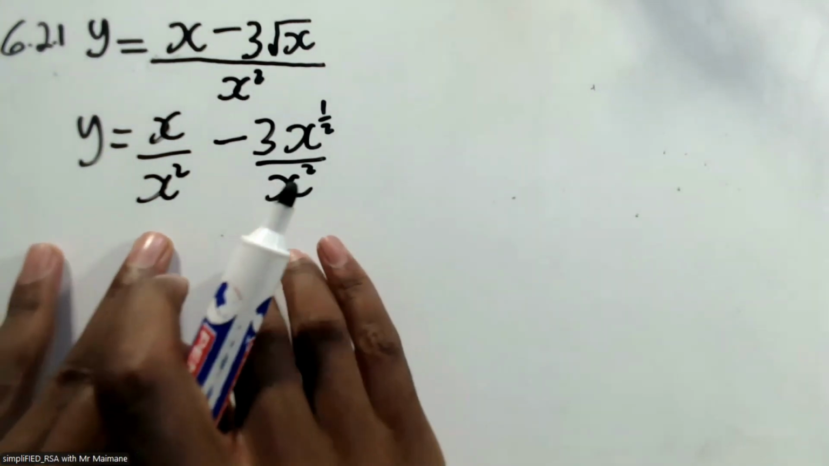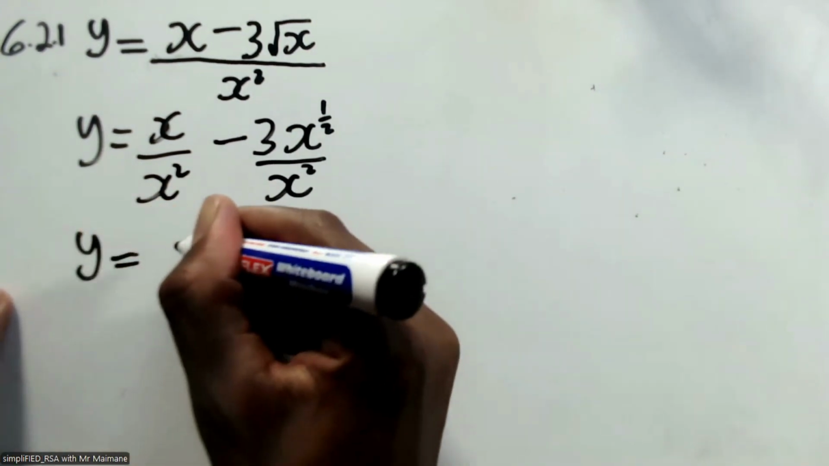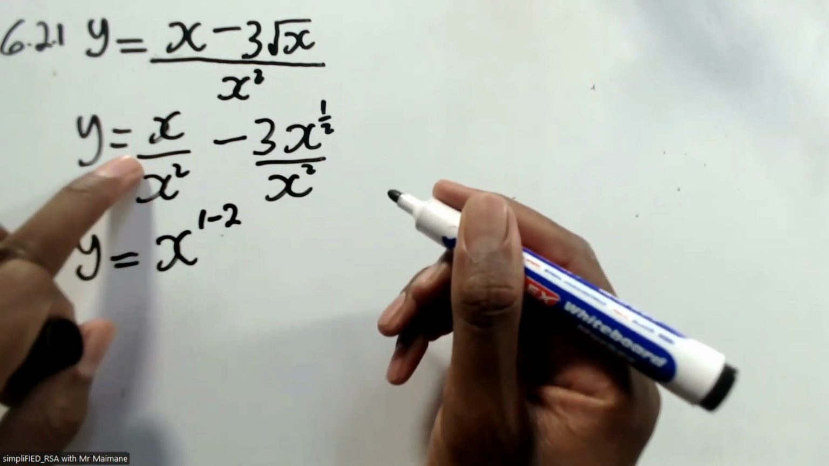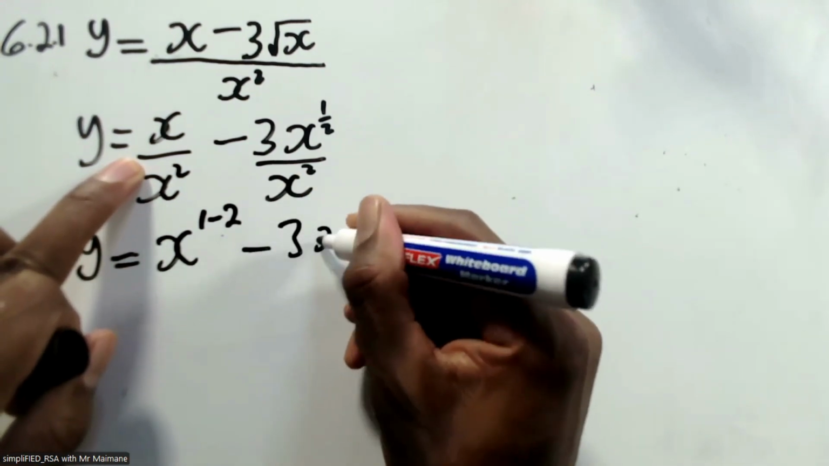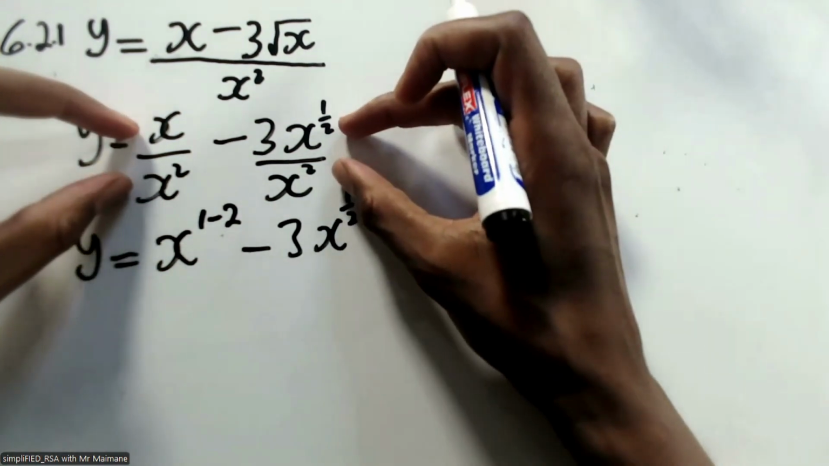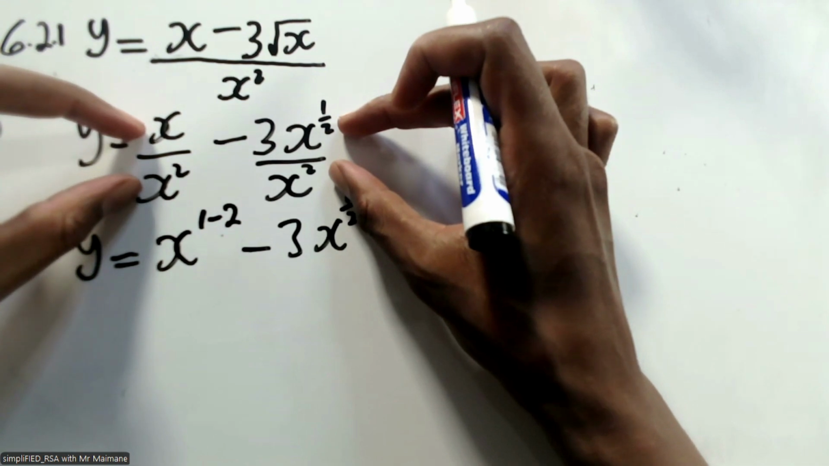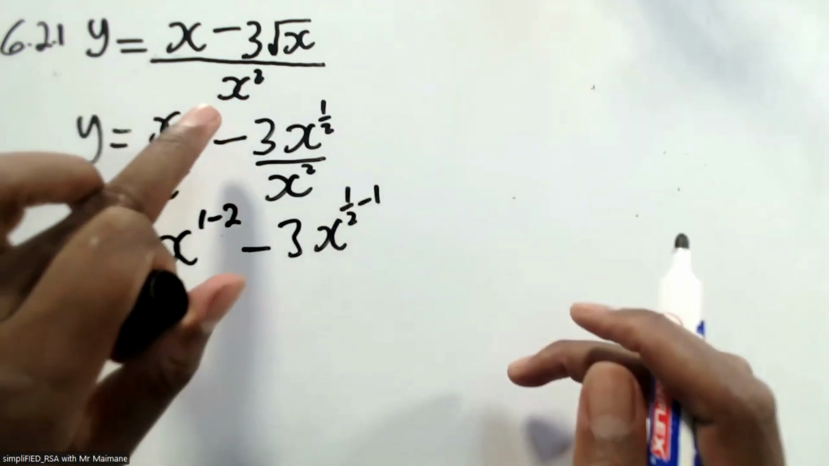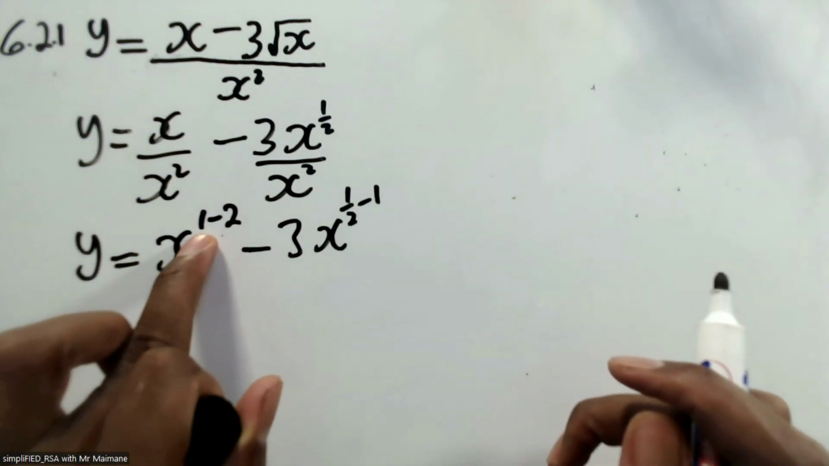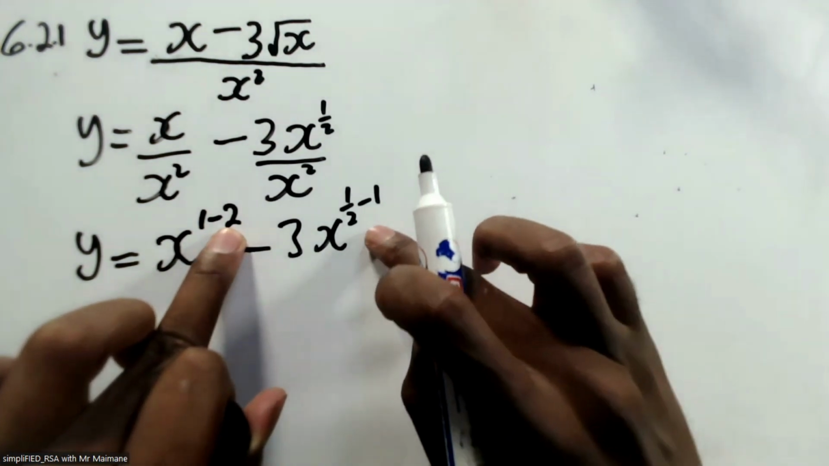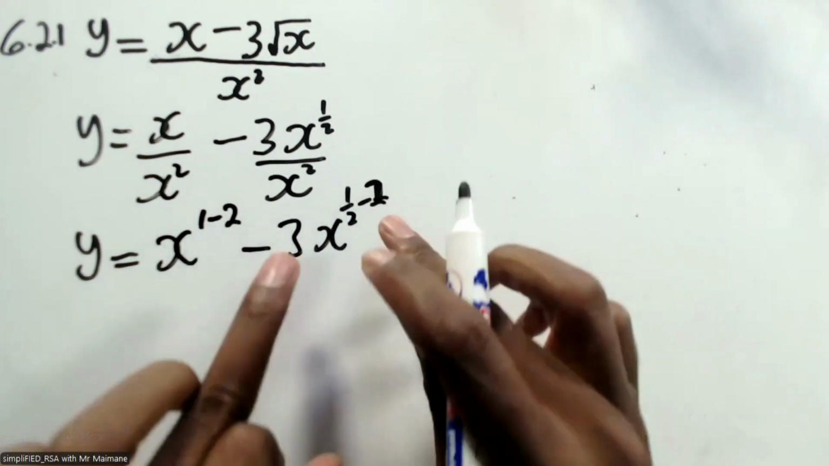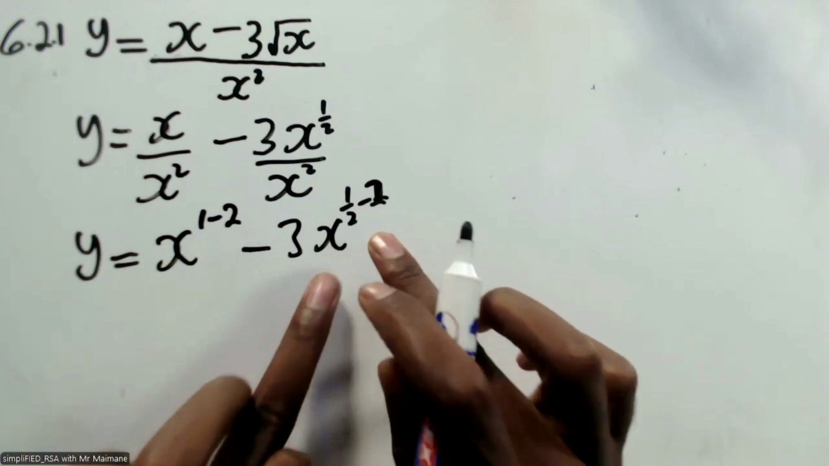And furthermore, I can write this as y is equals to x to the exponent 1 minus 2 for this one, minus 3 into x to the exponent 1 over 2 minus 2, applying the rules of exponents on the variable x. Because there's an invisible 1 there, it's the 1 on top, the invisible 1 minus the exponent on the bottom. Same applies here, the exponent on top, which is half, minus the exponent on the bottom, which is going to be 2.